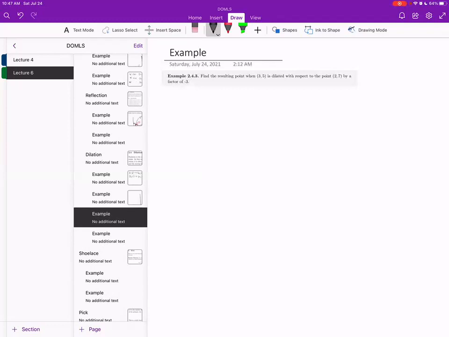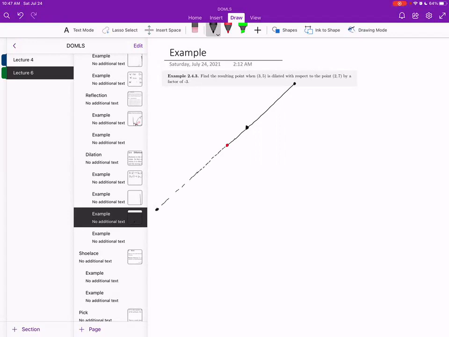Now find the resulting point when (3, 5) is dilated with respect to the point (2, 7) by a factor of negative 3. If we are doing negative 3, notice that if we have this red point and this black point, and we dilate this black point with respect to the red point by some factor k, it goes here. Now, what if we dilated it by a factor of negative k? Then essentially we're going in the opposite direction, but by the same amount.